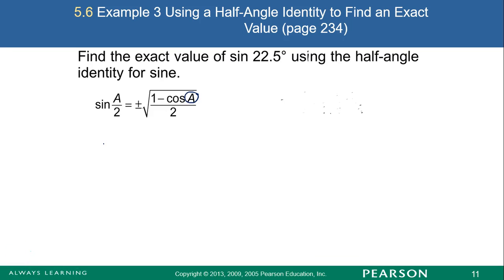Now, here's an example of a way that we're going to be using our half angle identities. We're going to be using them to find exact values of certain angles that were given. And this example asks us to find the exact value of sine of 22.5. And what we do here, in this case, is we're going to use our sine half angle identity. And then the way we find A that goes here and here is we're going to double this angle. Okay, so let's see, 45.